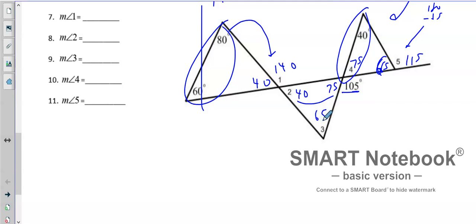So everything's filled in. Angle 1 is 140. Angle 2 is 40. Angle 3 is 65. Angle 4 is 75. And angle 5 is 115. So there's a lot of ways to go through that, but that's the way I chose.